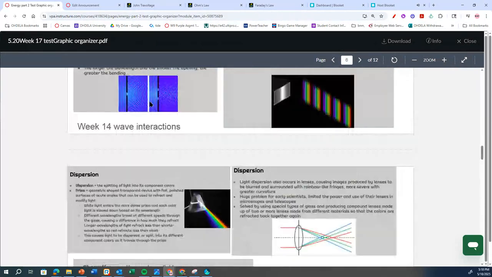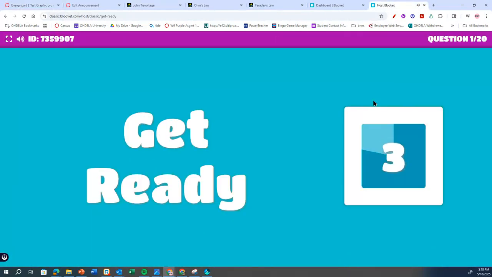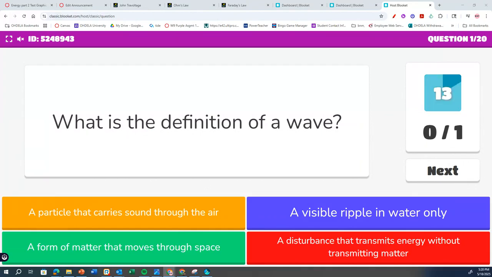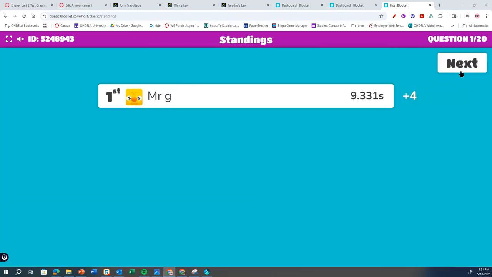Okay, so let's go over the booklet I have hosted for today. I'm going to go over the 20 questions for the vocabulary. What is the definition of a wave? Let me see if I can answer this question. A disturbance that transmits energy without matter. You get that from our definition as well.